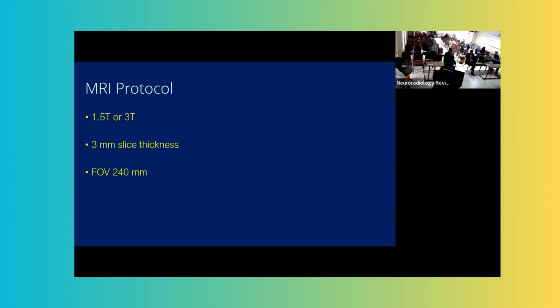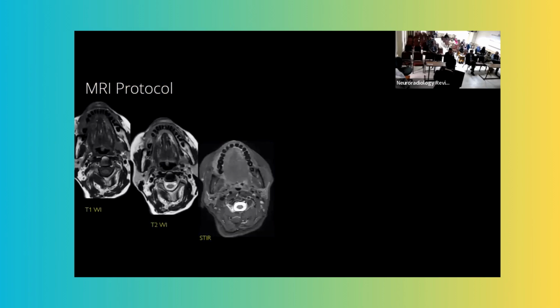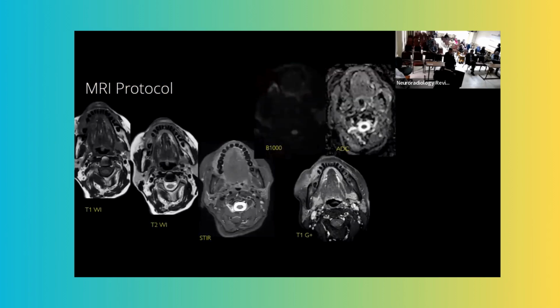In our institution, we have 1.5 and 3 Tesla MRI, and we can go down to a slice thickness of 2.5 or 3 millimeters. And we use gadolinium with our temporal bone MRI. So routinely we do T1, T2, inversion recovery sequence, T1 post-contrast, and diffusion images.